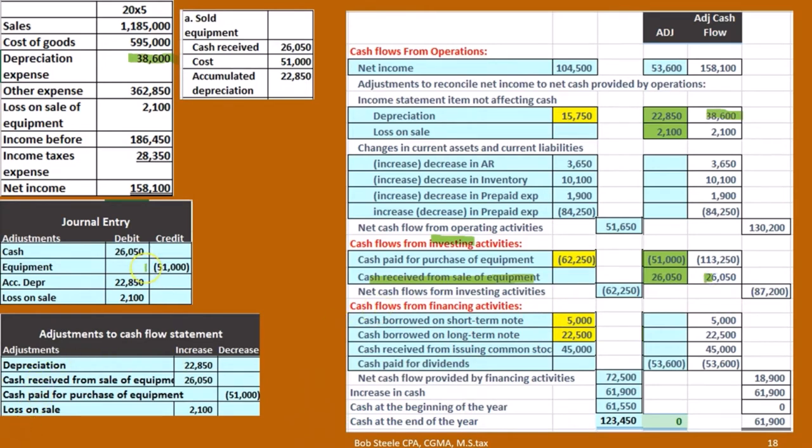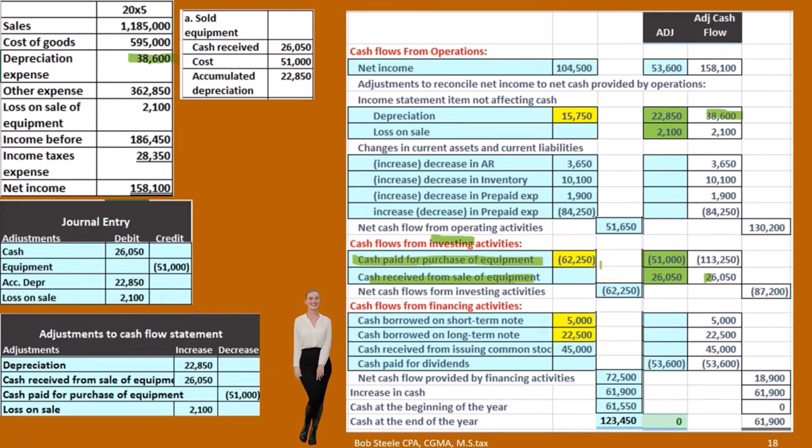Now this equipment, this credit to equipment, where did we put that? Where did we put the change to equipment on our statement of cash flows? We put that into cash paid for the purchase of equipment. But this part of that decrease had to do with this sale of equipment. So this $51,000 wasn't part of the cash paid to purchase equipment in this case. And that's why this 51 is going to be part of this line item here.